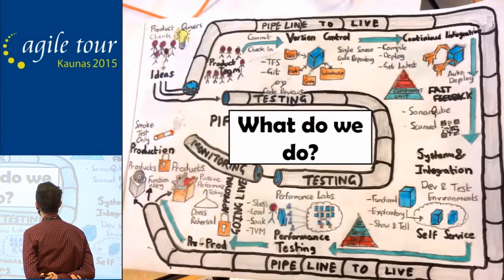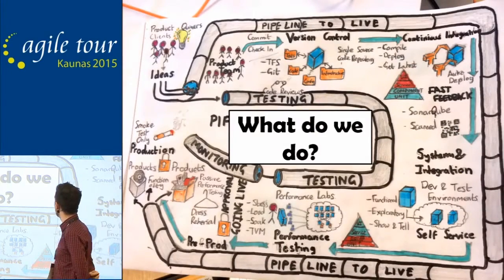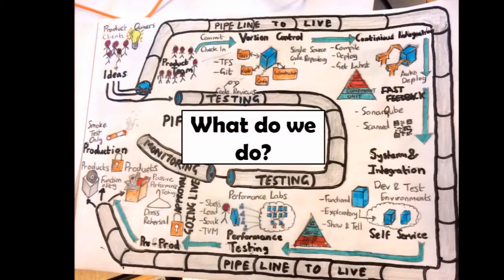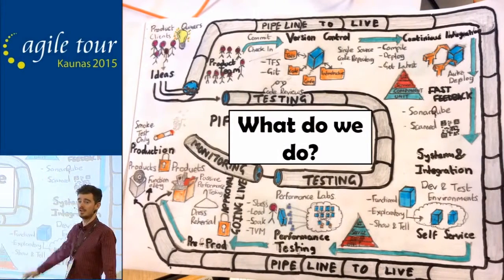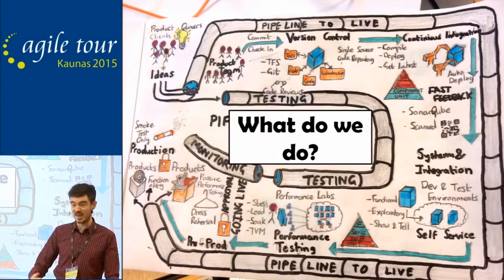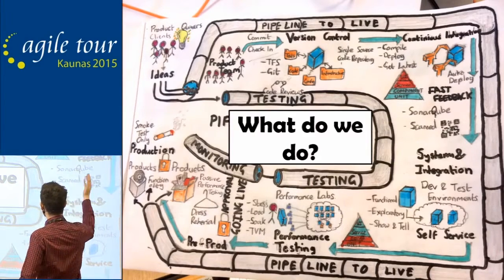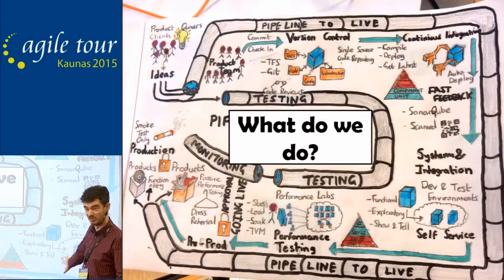So what do we do at Core Credit? This is a picture of our pipeline to live, or our route to live. We have an idea, it goes to a product team, we do something in version control. We try and version control as much of our stuff as we can. We compile, we deploy, we go into continuous integration, where we do component and unit testing. So can we have a look at performance at those levels? We try and get fast feedback there. We scan it. We use SonarQube, Fortify.